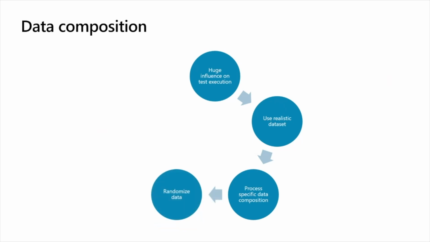It is also important to consider how the data will be randomized to reduce false positives. These are more evident when the data set being used is too small. For example, using the same customer for every test can reduce the number of calls to the database due to caching.